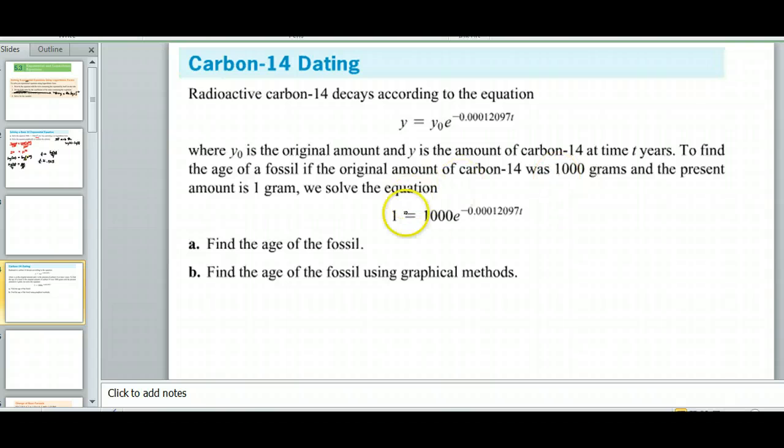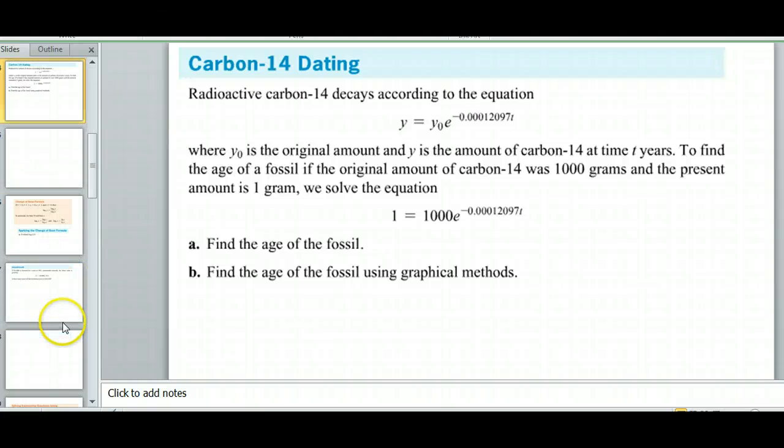Alright, so what this is saying is, if we started off with 1,000 grams, that's our y0, that's our original amount. The naught means like at time 0. Right, and then we went all the way down to 1 gram, and this is our equation. Y is the amount that's present there now. This was the original amount. So we want to find the age of the fossil. Alright, so we're going to do part A. We're going to set this up and solve it.